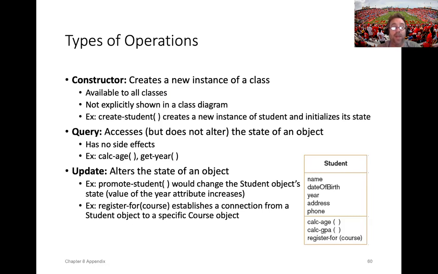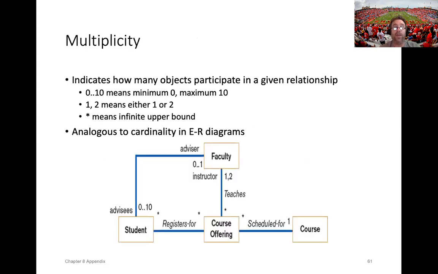And then an update alters the state of an object. So I can either create, I can query, or I can update an existing object. For instance, promote student would change the student's object state, and the value of the year attribute would increase from, I don't know, sophomore to junior. Okay, so we have constructor, query, and update.